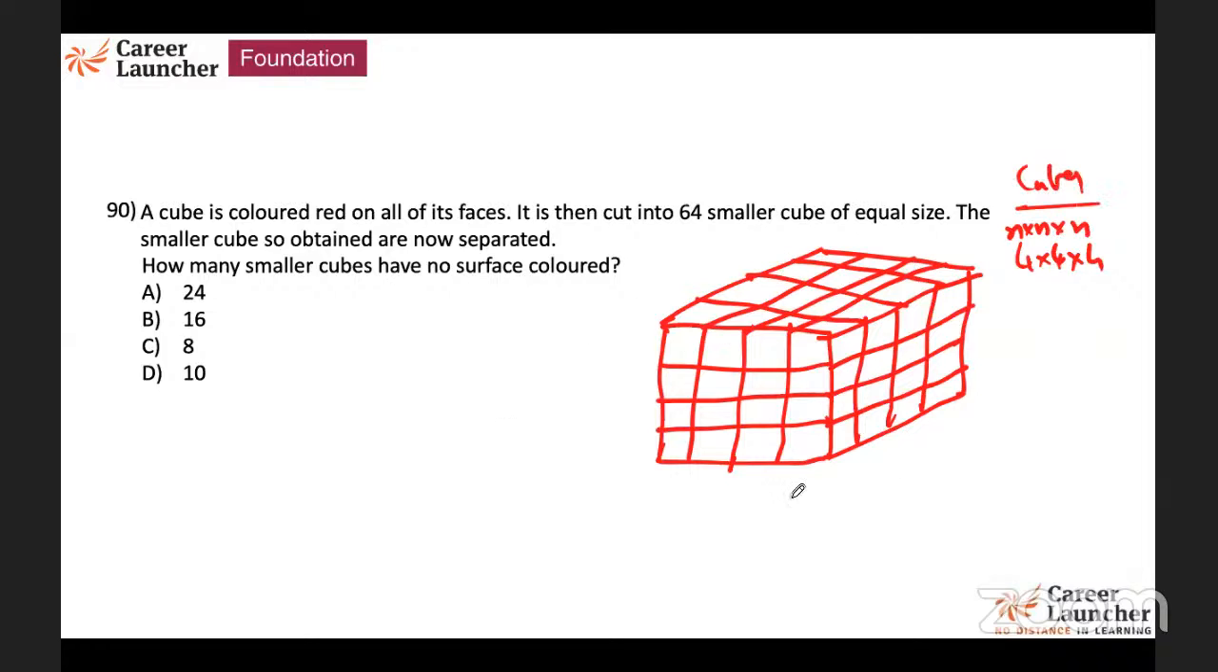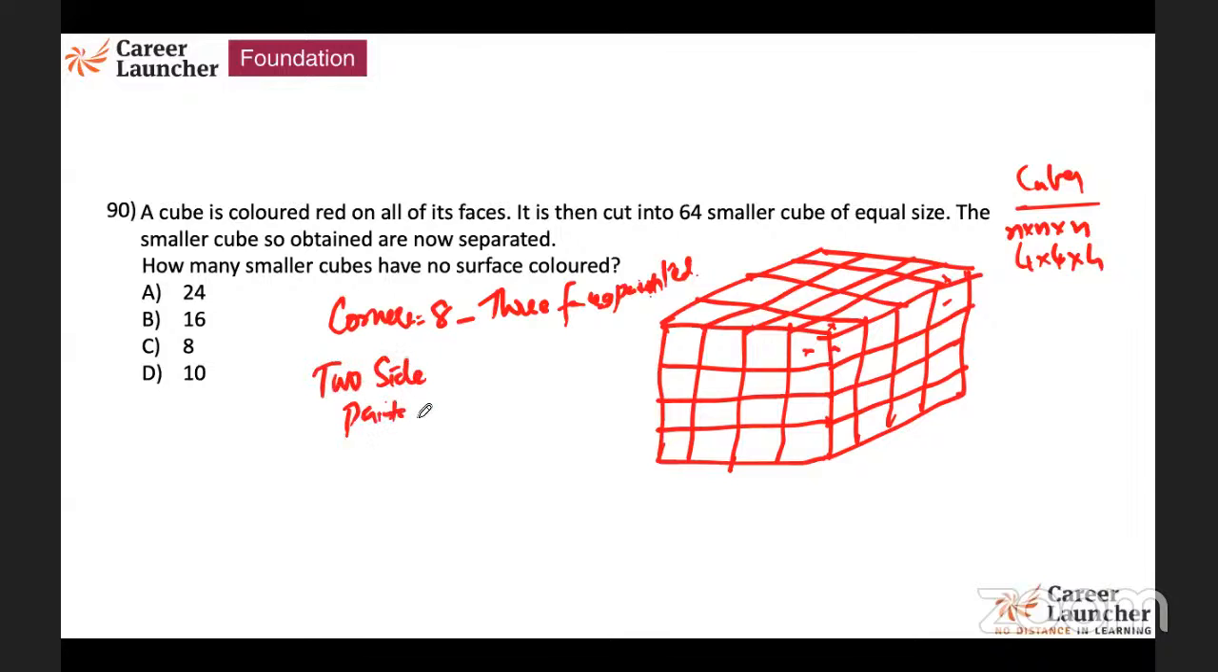So if you paint this entire thing on all sides and then cut it into 64 smaller cubes, what will happen? Now, these three, the corners, and there are 8 corners, will have 3 faces painted. If you want 2 sides painted, the answer will be 12 into n minus 2.